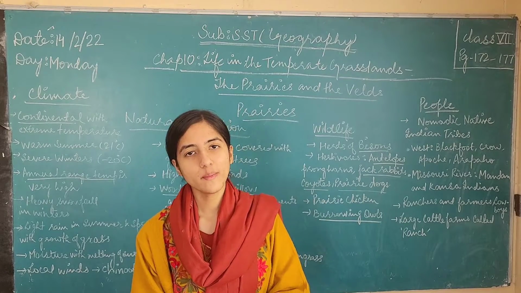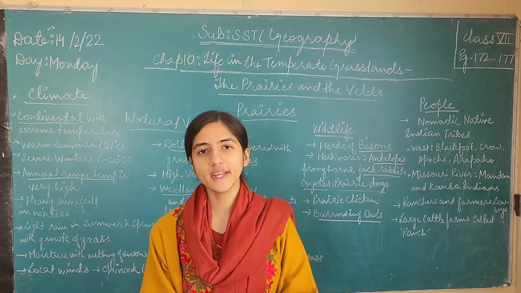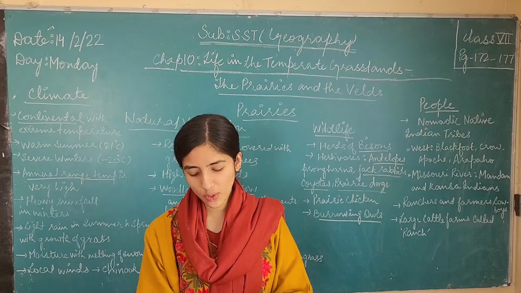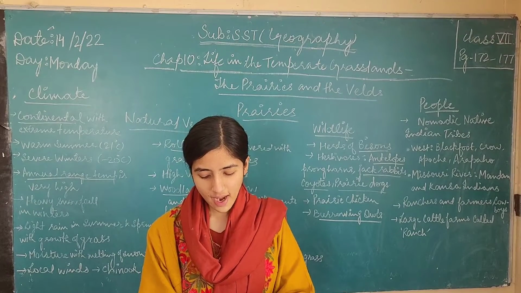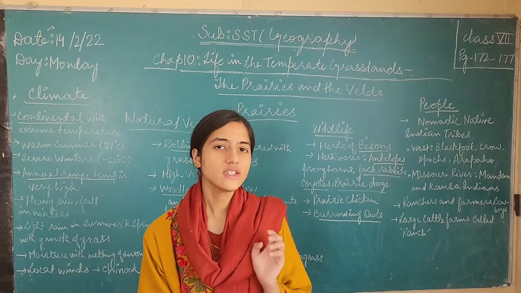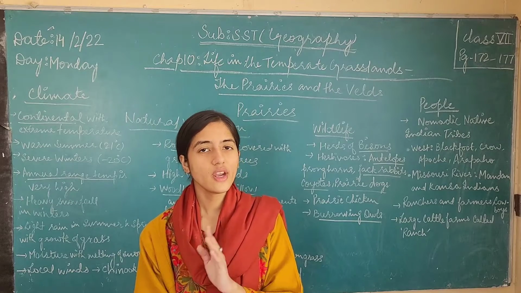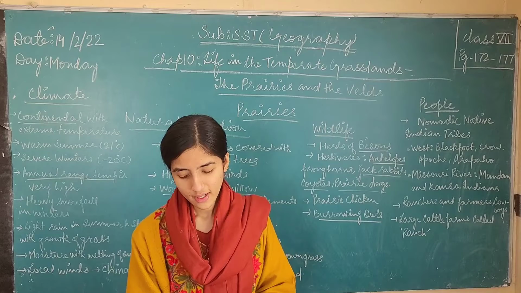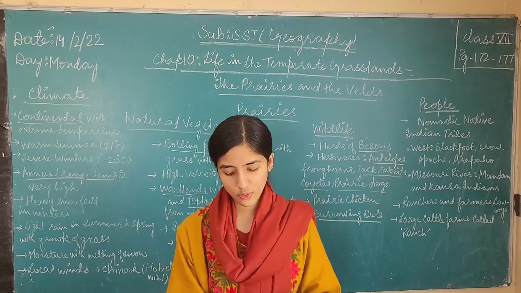Then let us see one of the most important temperate grasslands, located in North America, called the prairies. They are located in central Canada and USA, and they are called the Great Plains of Temperate Grasslands, right? Also known by the name prairies.